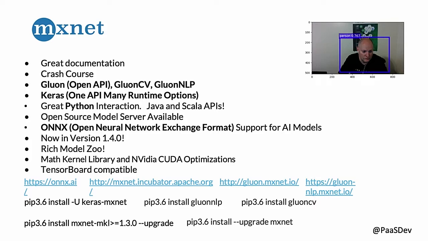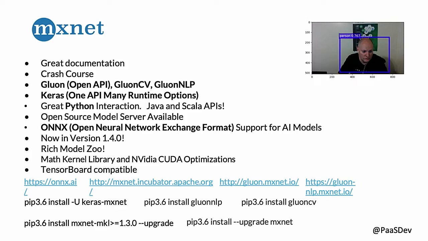If you like Keras, Gluon is even simpler. It makes it very easy to be able to do your own computer vision or use the ones they have, which are very rich. Also, it supports NVIDIA for their CUDA optimization and the math kernel library if you're using Intel. So it's very performant.